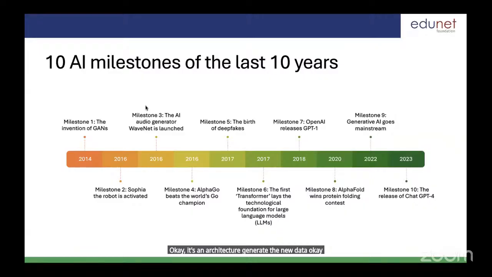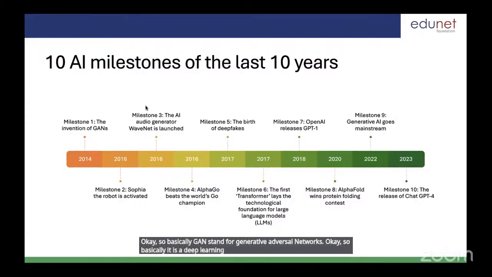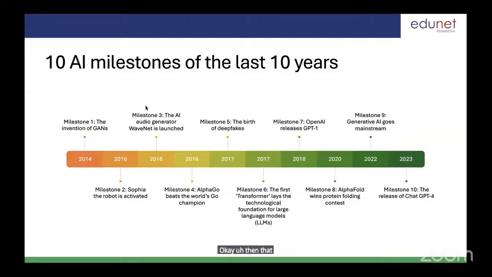Okay. So basically, GAN stands for Generative Adversarial Networks. It is a deep learning architecture. What happens in this is that two neural networks are trained together to generate new data. That's nothing but your GAN. That was the first milestone which we achieved in the year 2014. Then in the year 2016, Sophia. Have you heard about Sophia?